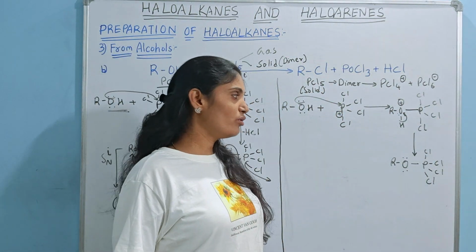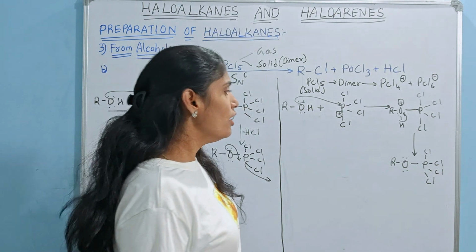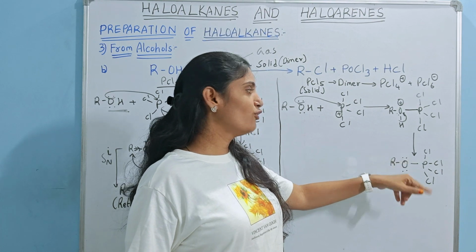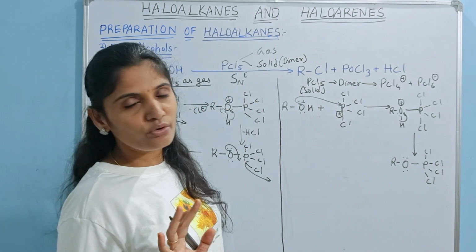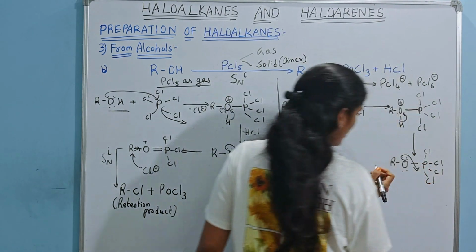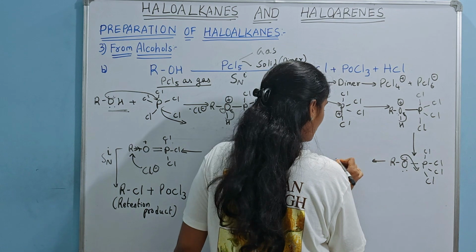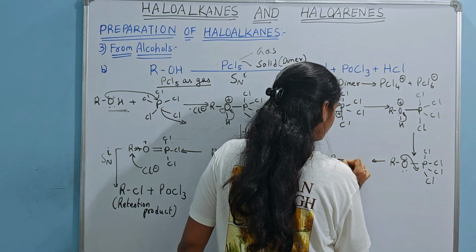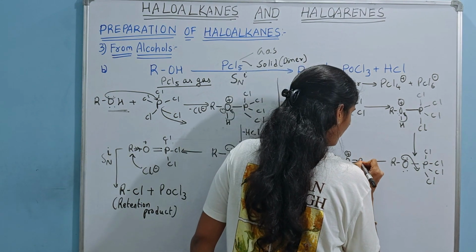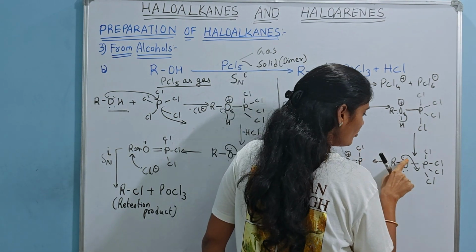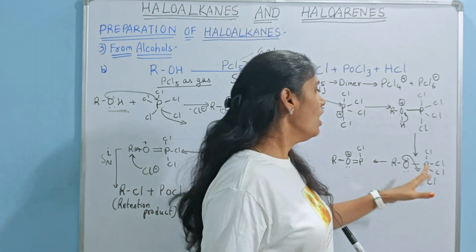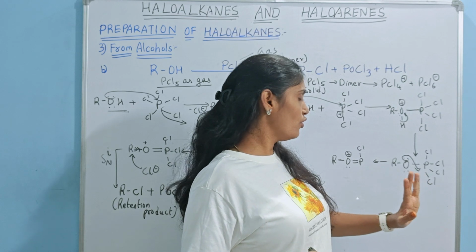Now what happens? Let us try to understand. Now phosphorus will be like, let me take the lone pair of electrons again. It is always so interested to take electrons from oxygen, so it will try to pull this lone pair of electrons from oxygen. Now what will happen? You will get R-O+, it has the other lone pair of electrons, with a double bond to phosphorus, Cl.